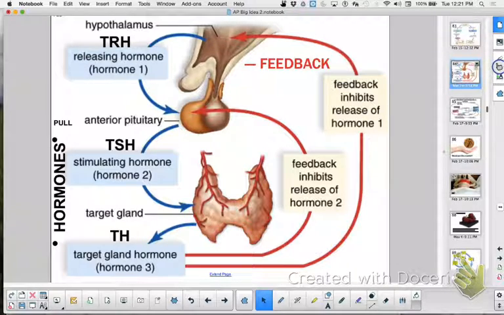Antidiuretic hormone. Is that involved in homeostasis? Yes, because it regulates how much water is in our urine. How does it regulate how much water is in our urine? By controlling how much water is reabsorbed out of your collecting ducts. Yeah, collecting ducts of your nephrons.